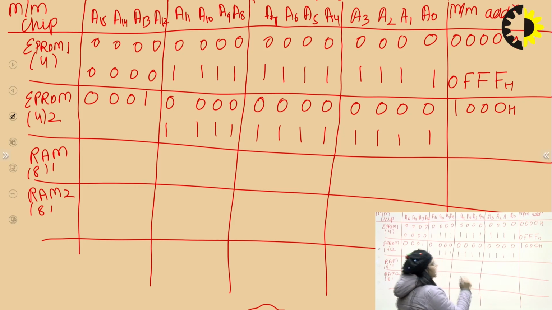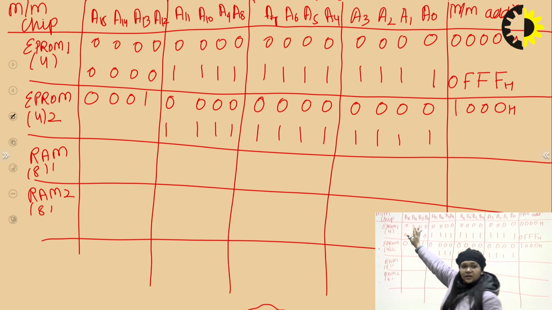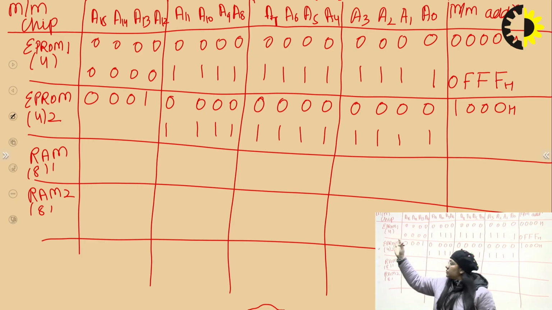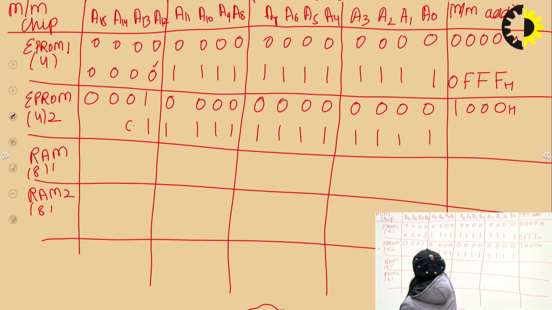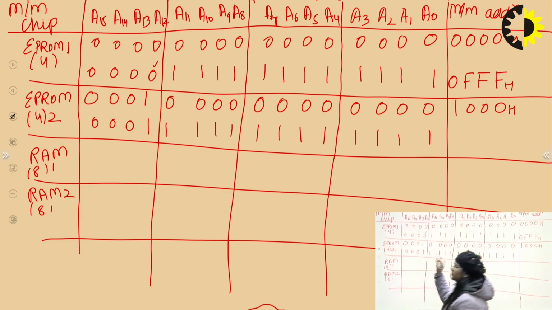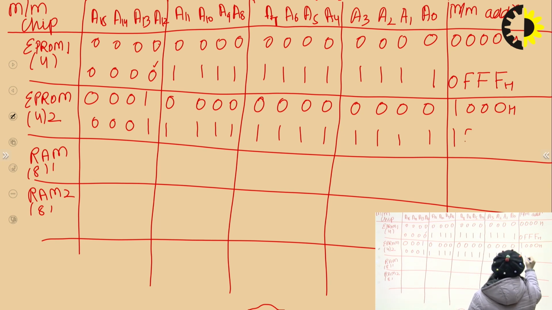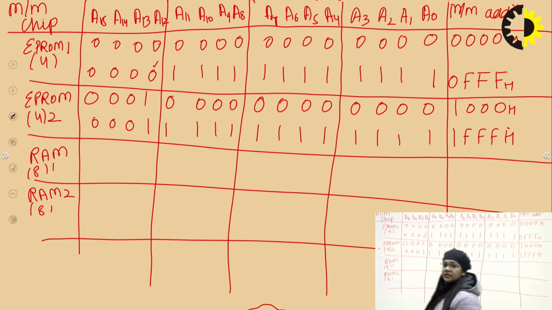Next is now. Am I using these remaining 4 address lines? No. EPROM is not using these address lines. What will happen? The value will remain same. Here the value was 0, that is why 0 was written. Here the value is already 1, so I will write 1 like this. Now this binary number can be written in a hexadecimal number. It will be 1FFH.